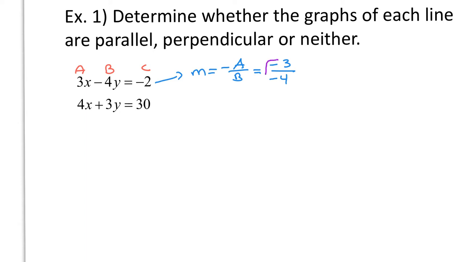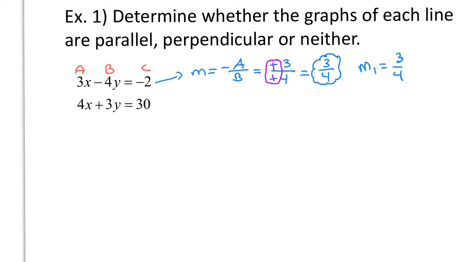When you have fractions, two negatives, a negative divided by a negative turns to a positive. So this fraction actually equals +3 over 4. All right, so we found the first slope. My slope is 3 over 4, and I'm just going to write it here, m sub 1, so the first line has a slope of 3 over 4. Let's find the second one.